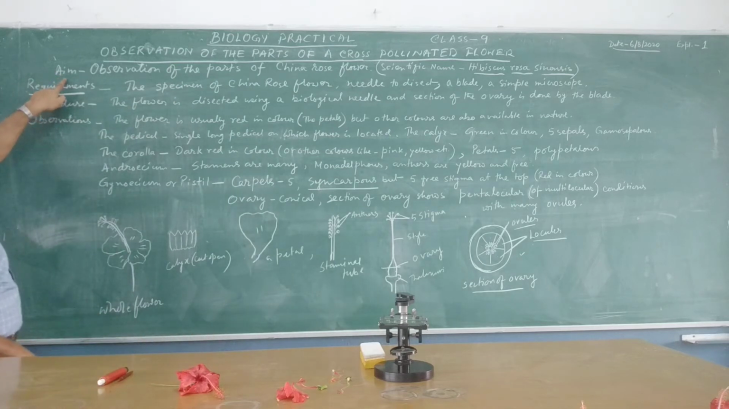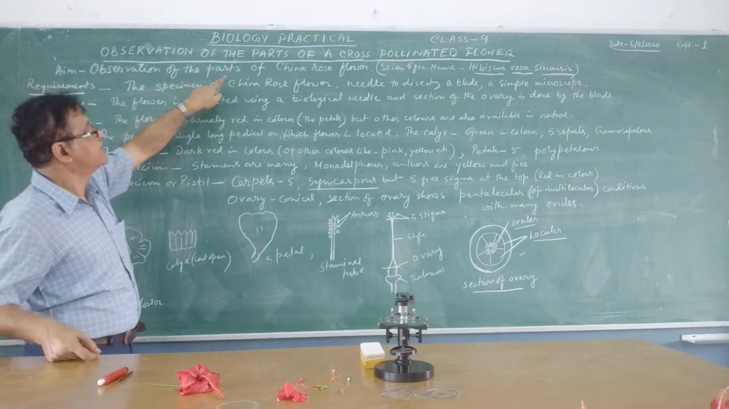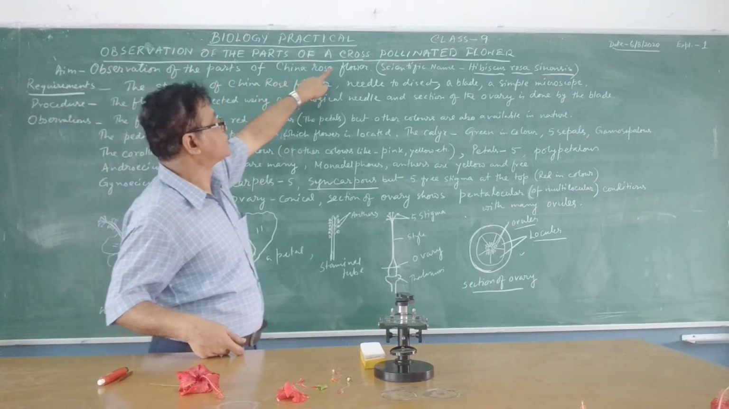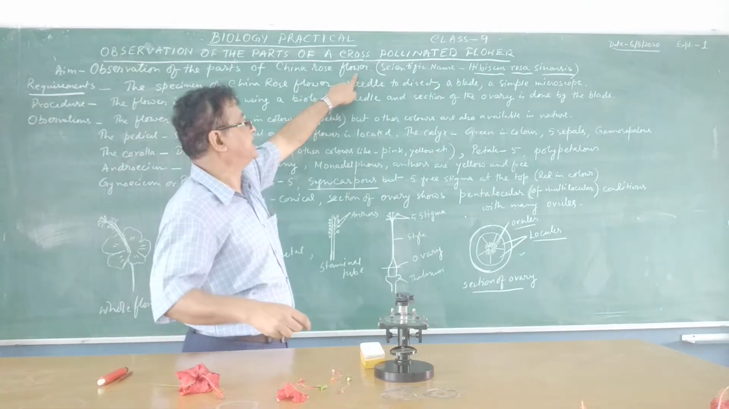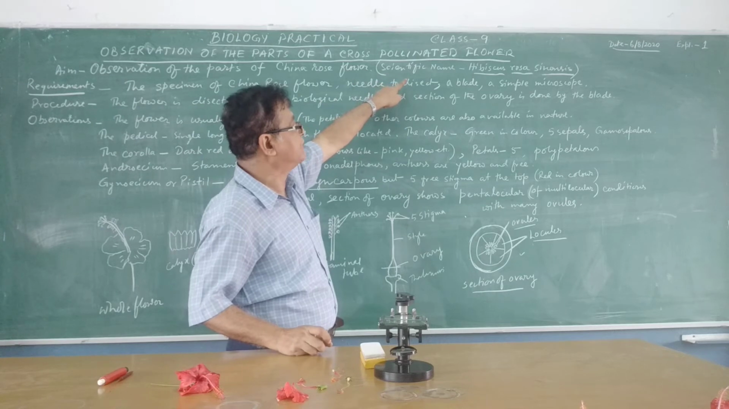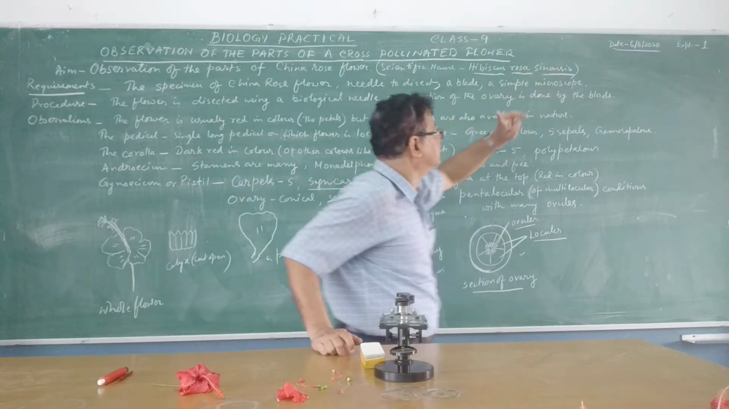Next you will write aim. Aim is observation of the parts of China rose flower. This time a specific flower is mentioned. Scientific name of China rose, Hibiscus rosa sinensis.